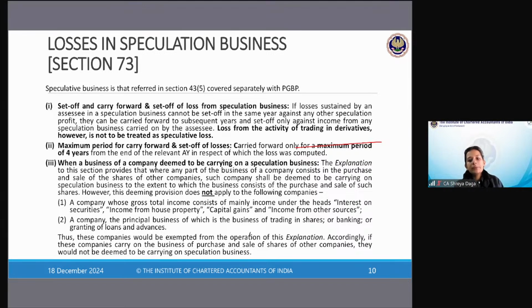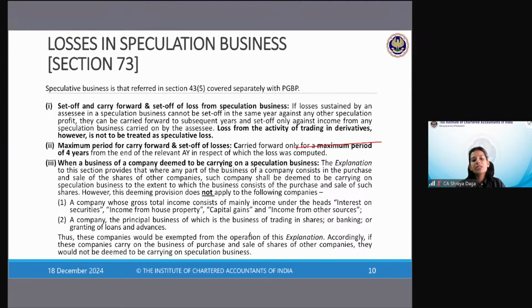Speculation business loss can be set off only against speculation business income, and you cannot set it off against any other source, any other head. And if you could not use it, you will carry it forward up to 4 years. This is different from regular. Regular is 8. This is 4.